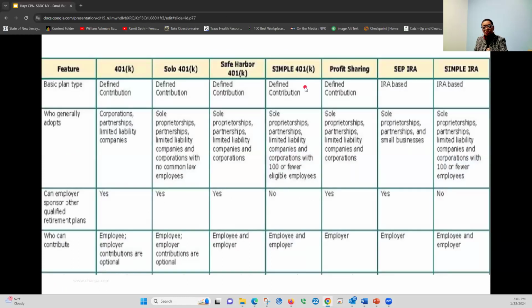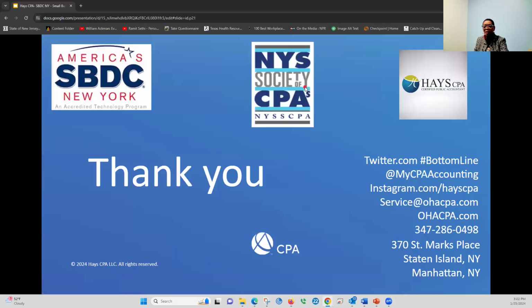The government encourages people to get into these retirement programs because they want everyone to invest in their future. They know that we're all not going to be able to live only on Social Security, so they encourage that.